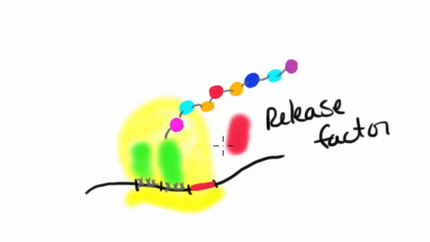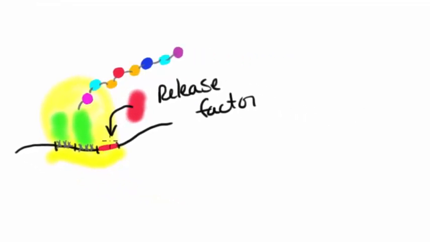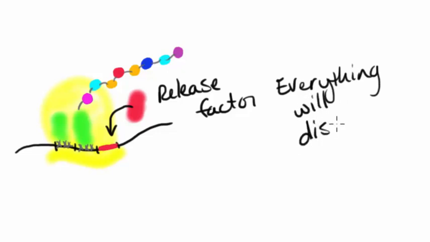What happens is that we have what's called a release factor. This release factor recognizes the stop codon and binds to it. Once that happens, everything will disassemble. The two subunits of the ribosome come apart, the tRNAs come off of the mRNA, and the polypeptide chain is released as well. That is the completion of translation.